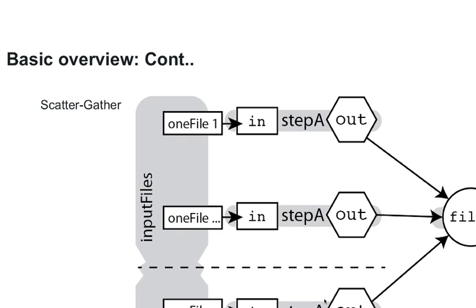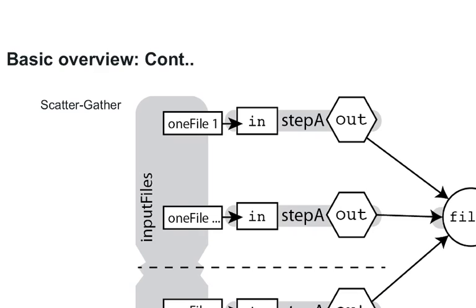Scatter, gather. So basically when you have a number of sample files and FASTQ files, and you want to run them all at the same time, and eventually grab all the output at the end and use it as the input of the second step, scatter gather is what you use.